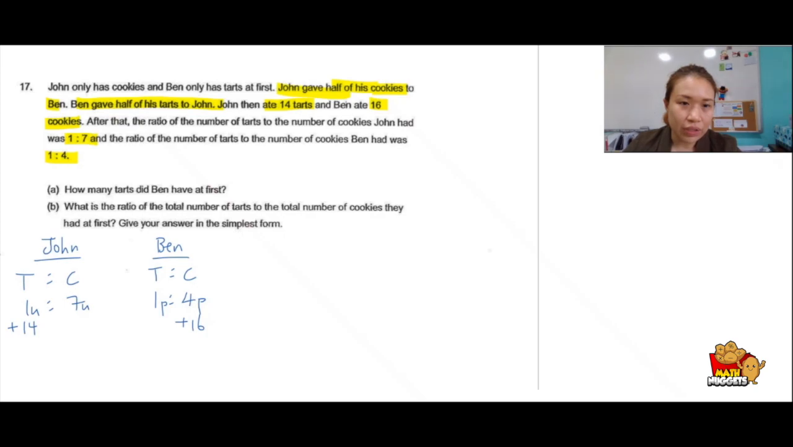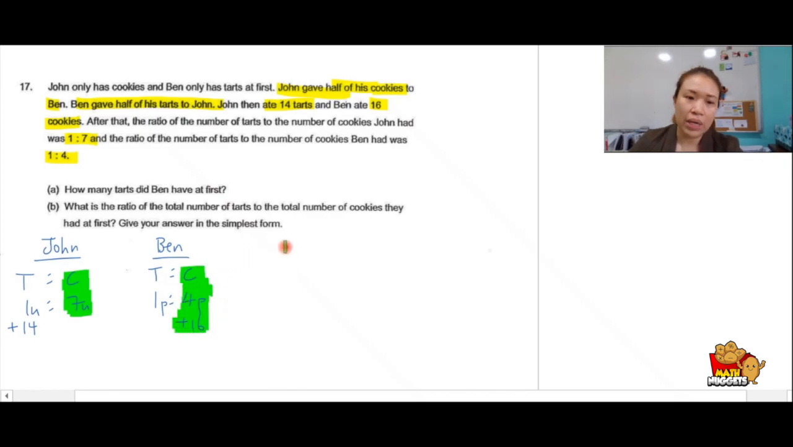So what happened at first? John gave half to Ben, right? Cookies. John was the one that bought cookies. So John's cookies, he gave half to Ben, which means now the green part is equal to the green part. 7 units is equal to 4 parts plus 16. And as for Ben, he gave half to John. So the blue part is equal to the blue part, which means 1u plus 14 is equal to 1 part. So let me write that down.